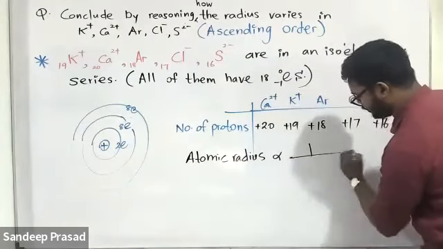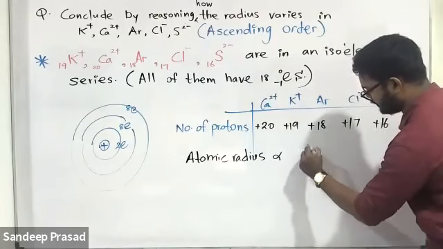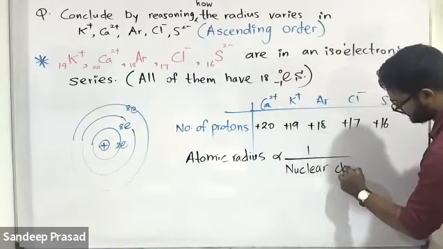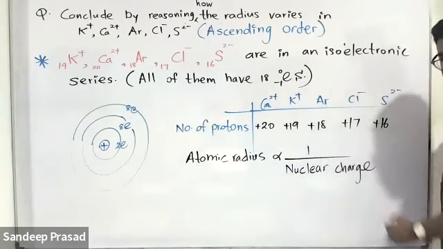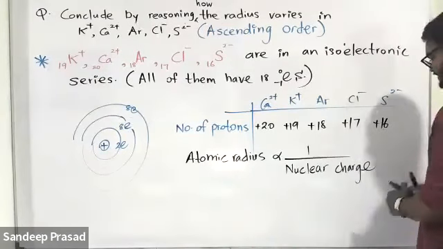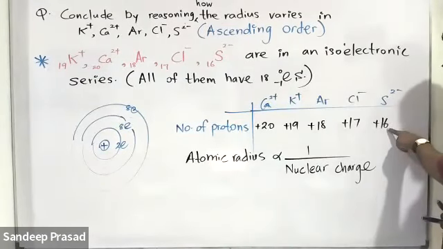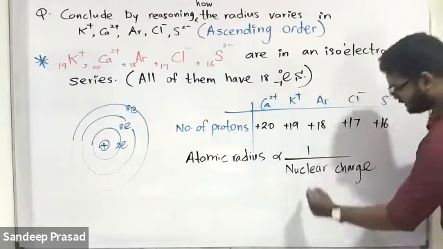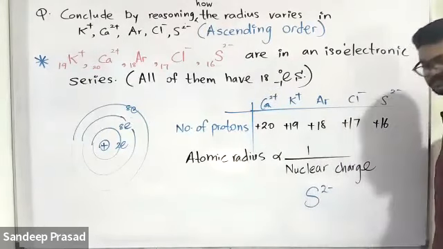And I told you that atomic radius is inversely proportional to the nuclear charge, right? So that's what I told you. Now tell me, who has the highest radius then? Sulfide. Because number of protons are 16, lower the nuclear charge, higher the radius. Sulfide has the highest radius.